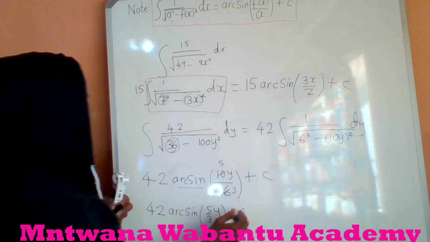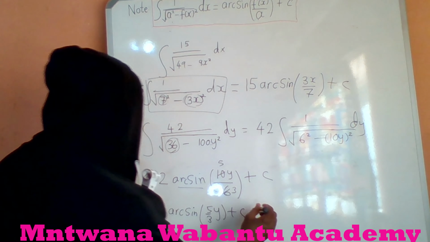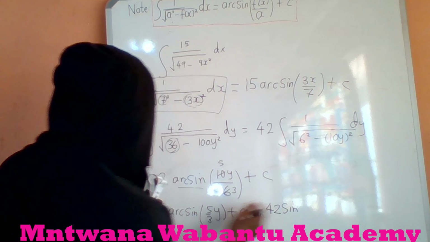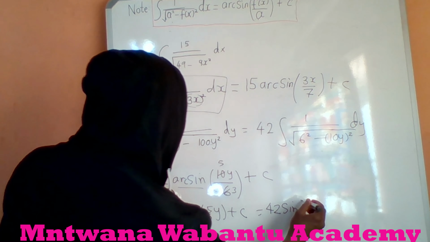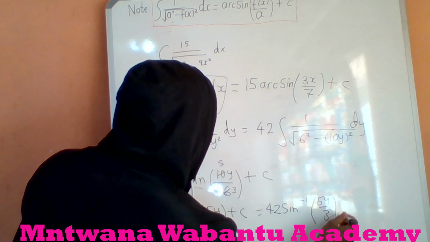Sometimes some books or some people don't write arc sine. So you could say 42 sine inverse. If you don't want to write arc sine, you could say sine inverse of exactly what we have: 5y over 3 plus c.